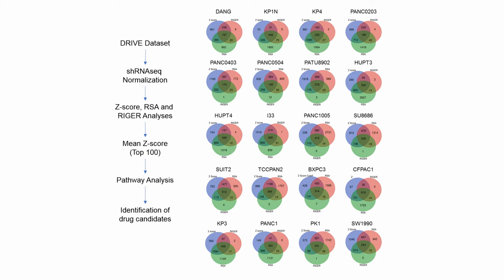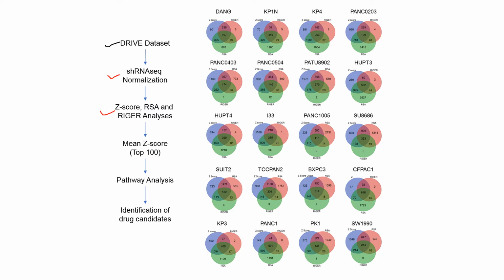Okay, so in the past several videos, we have explored how we can use the DRIVE dataset, download the DRIVE dataset, and then extract the information. We have also covered, for example, how to do the normalization using the shRNA-seq. Then, in the most recent one, I also showed you how to filter the data using the Z-score cutoff, RSA, and also the rigor analysis.